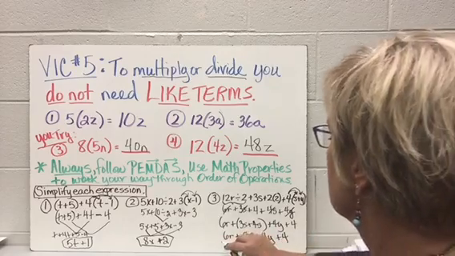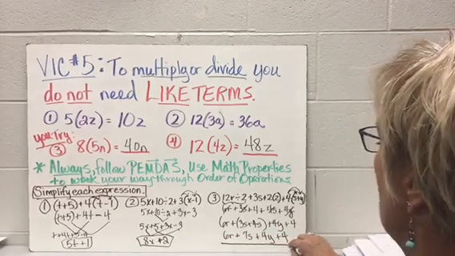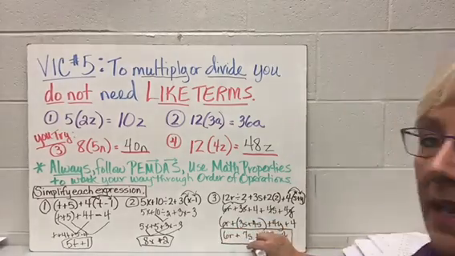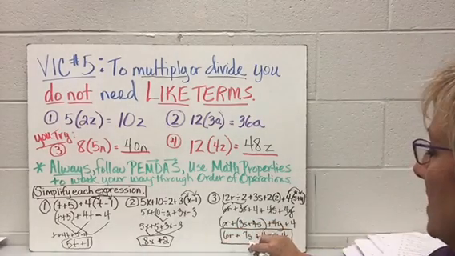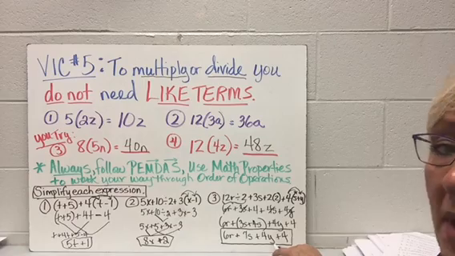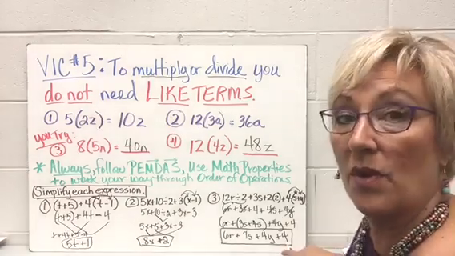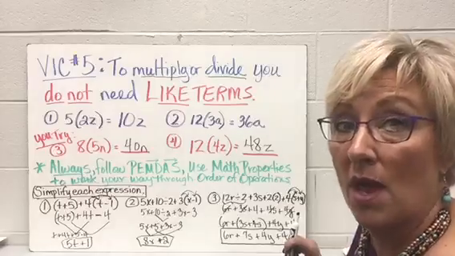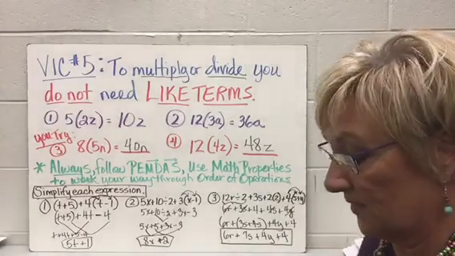And this is in simplest terms because I have no other r's that I can combine together. I have no other s's that I can combine with the 7s. I have no other y's to combine to the 4y. And I have no other 4's or constants to combine with the 4. So I have got this in simplest form.